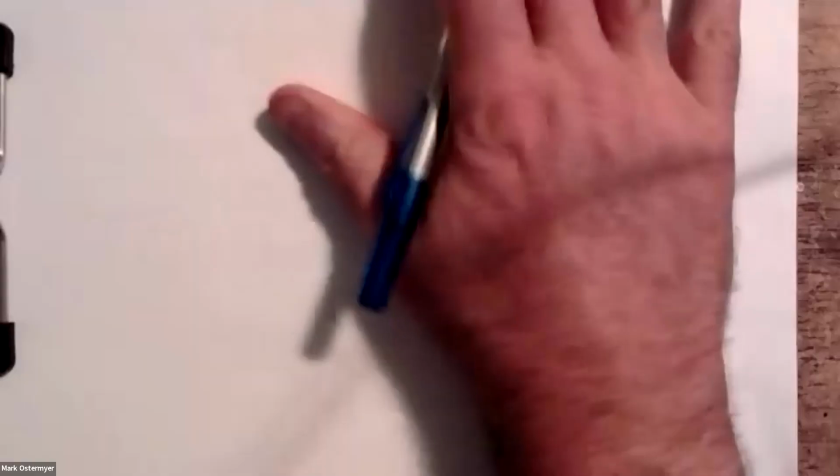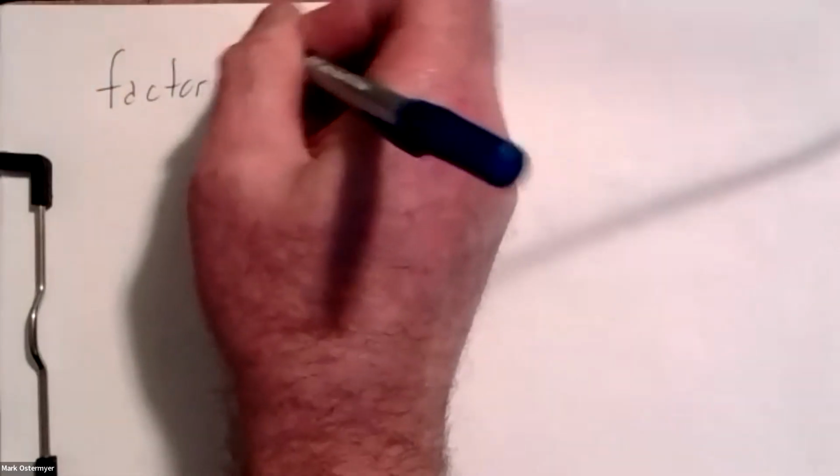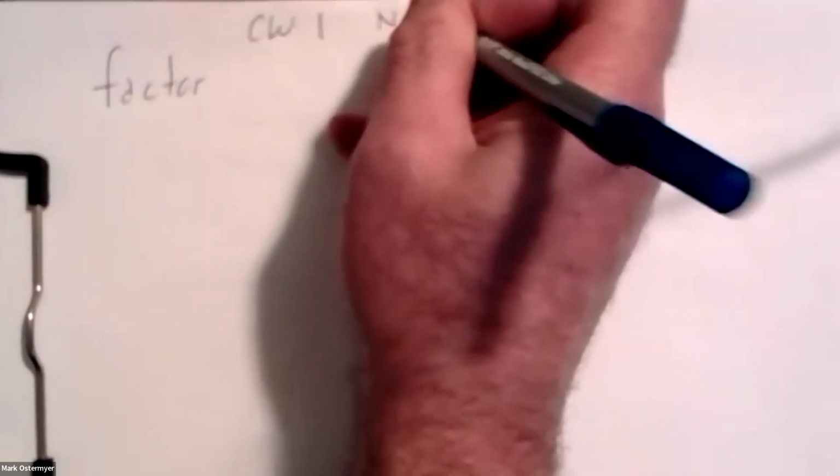So let's see if you can factor these two trinomials here. One's going to be an easy type, the other one's going to be a difficult type, okay? So this is classwork 1, November 29th.